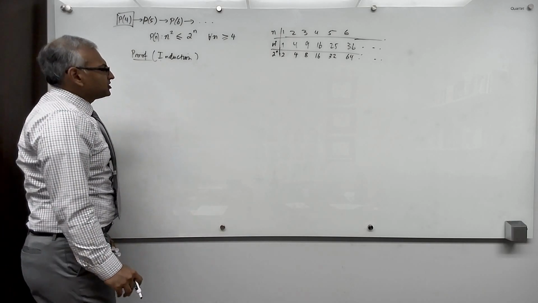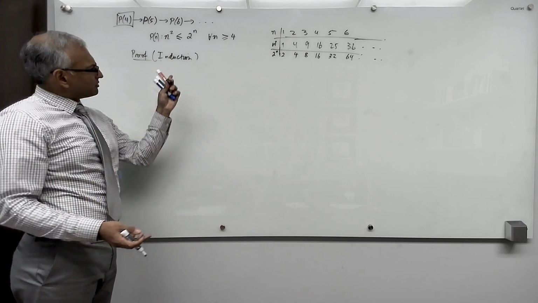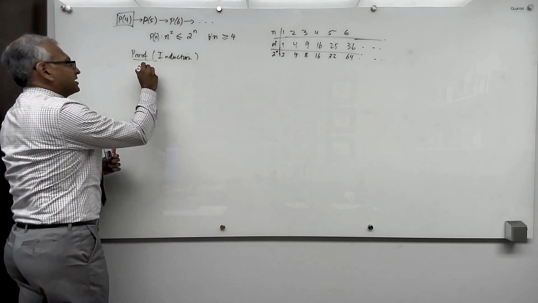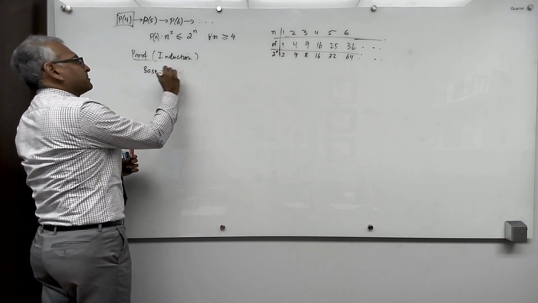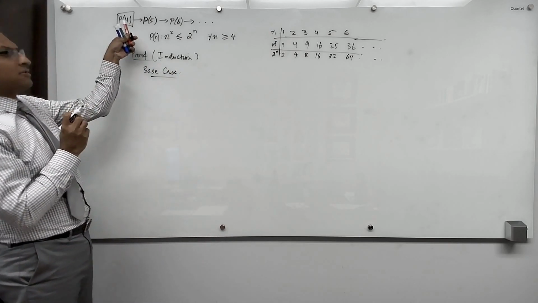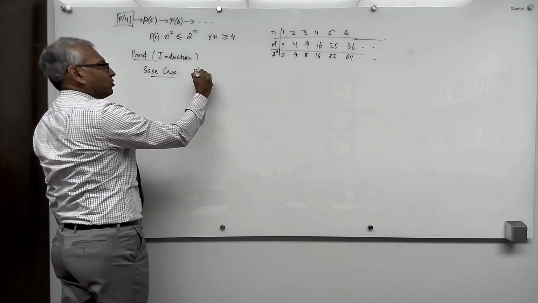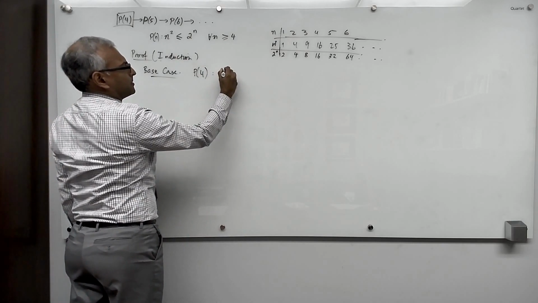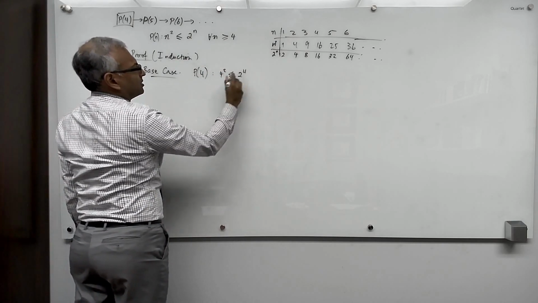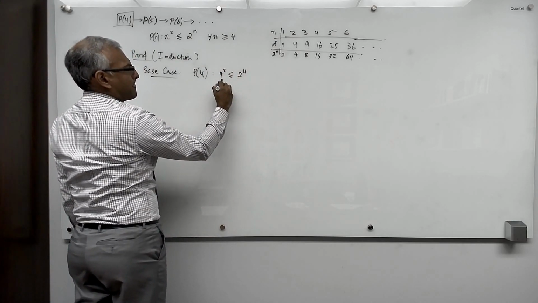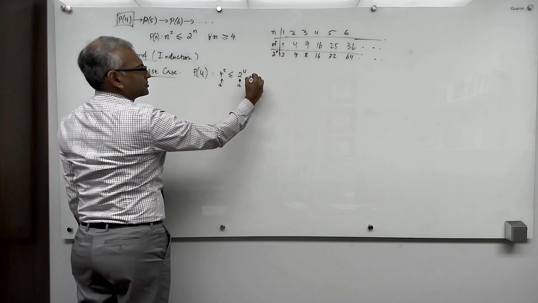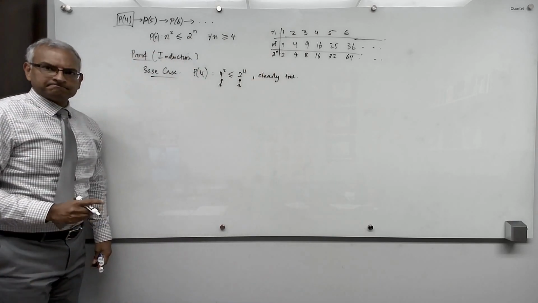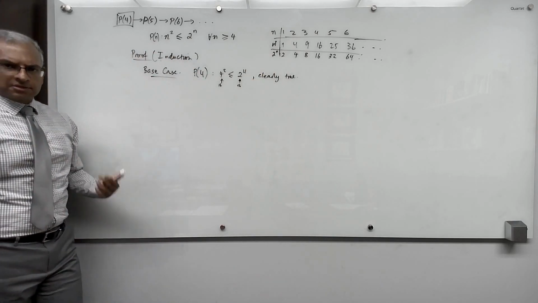So the first difference between this proof and all the proofs we've done so far is in the base case. In this case, the base case starts at 4. So the base case is P of 4, which claims that 4 squared is less than or equal to 2 to the 4, and this is 16, and this is 16. So it's clearly true. Okay. And now let's continue.